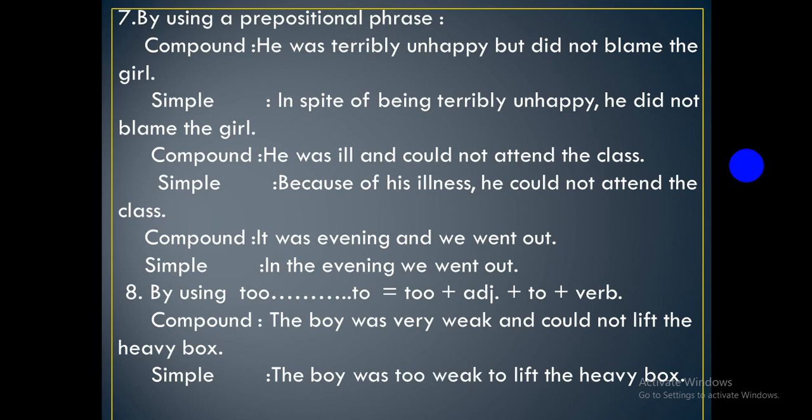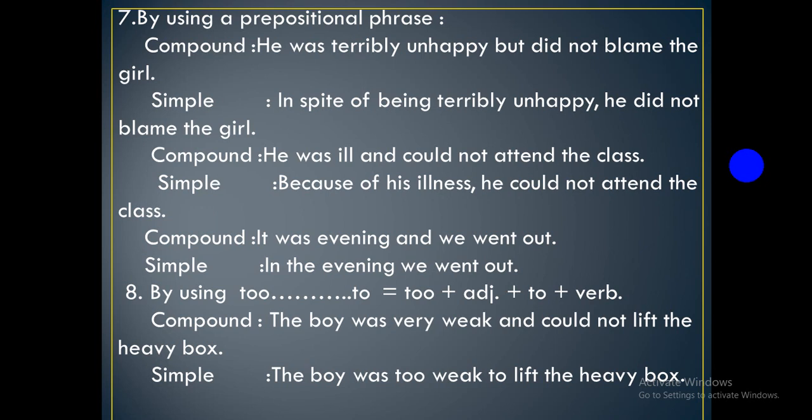Now you will make another simple sentence from a compound sentence. You will use a prepositional phrase. Compound sentence: He was terribly unhappy but did not blame the girl. If the clauses are joined by the conjunction "but", we will use the prepositional phrase "in spite of". Then the simple sentence will be: In spite of being terribly unhappy, he did not blame the girl.